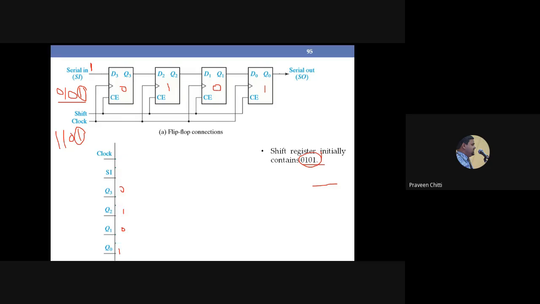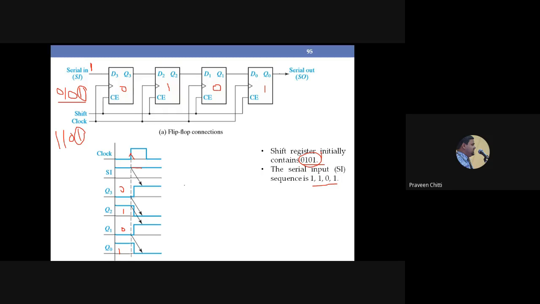Clock is applied. So at the rising edge of this clock, what happens? You can see there, in the shift register, SI you have given 1. This is SI that you have made 1. So you can see what happens to Q3. Q3 becomes 1. Q2 becomes the earlier value of Q3. You can see that the shift operation is happening there.